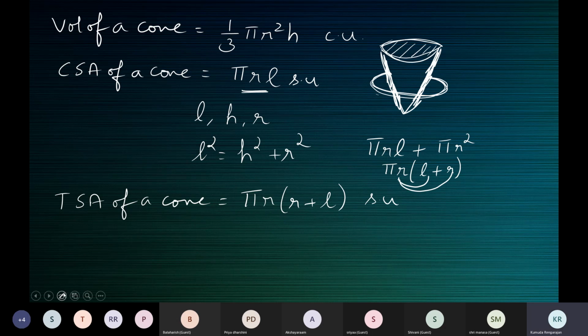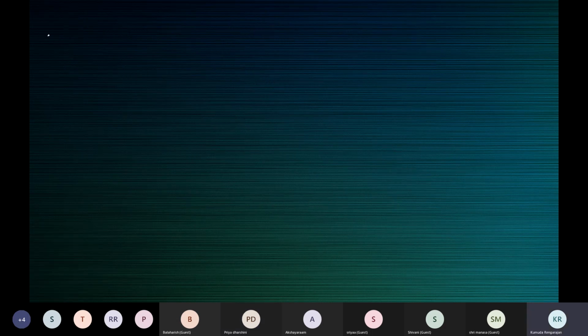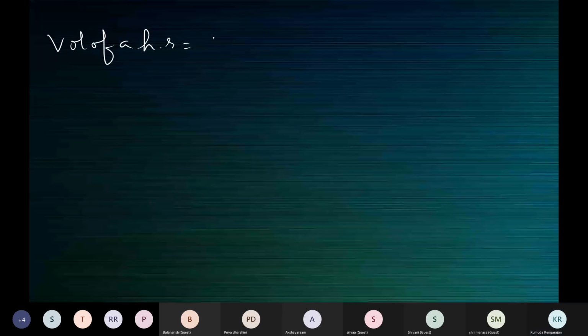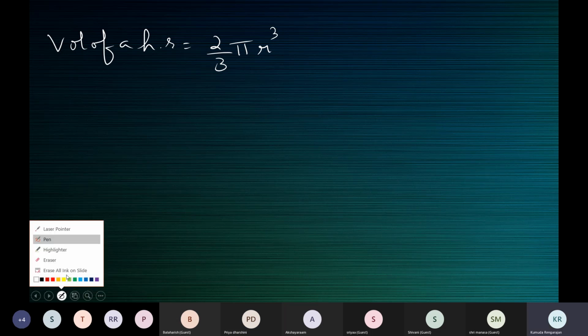What's the formula to find the volume of a hemisphere? Volume of a hemisphere, 2 by 3 pi r cube, ma'am. 2 by 3 pi r cubed. Okay, I think I should have asked you to write down.